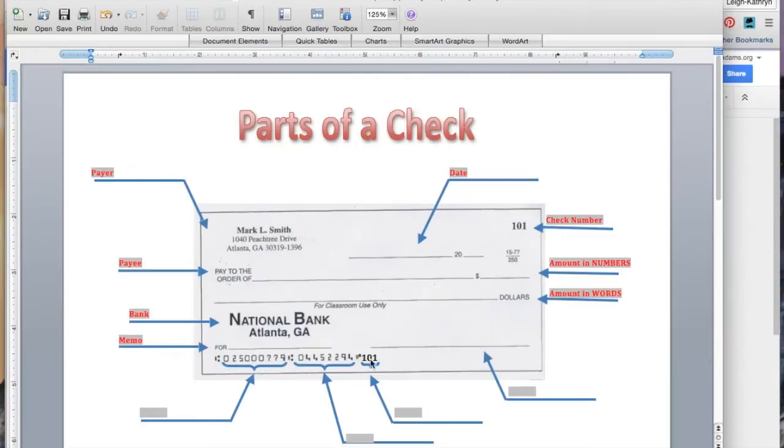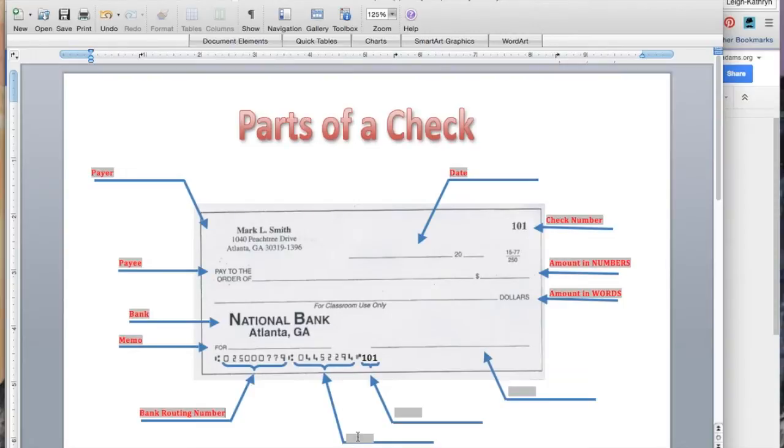Okay, at the bottom here you'll see a bunch of numbers, and I've got them broken into 3 different sections. Does anybody know what this first grouping, this first section of numbers is? These are our bank routing numbers. Every bank has a routing number, and this is how the computer figures out, all by itself, how to withdraw the right amount of money from the correct bank account. So each bank, each location has its own routing number. That's the first set of numbers.